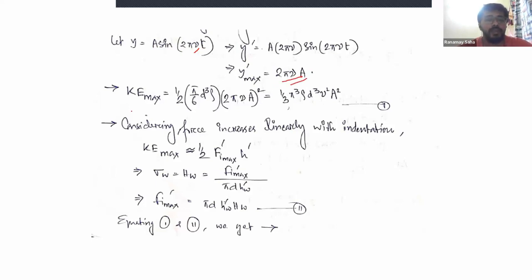Now the kinetic energy, just as we have discussed in abrasive jet machining, becomes half mass into velocity squared. You just replace all the terms to get the maximum kinetic energy. So this expression, and then you consider the force which increases linearly with indentation. Then in that case, your kinetic energy maximum becomes half of Fi max dash into h dash.